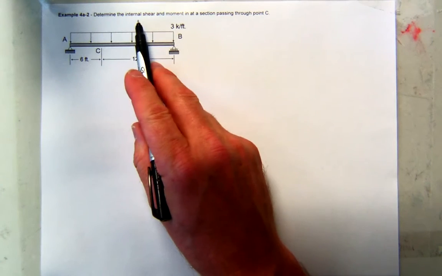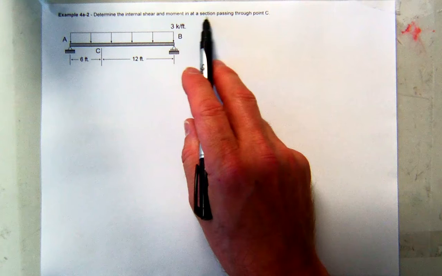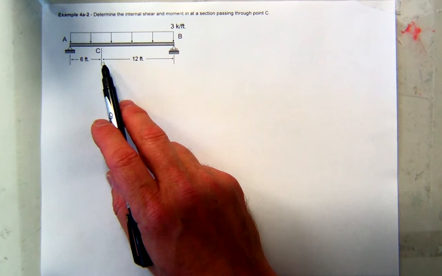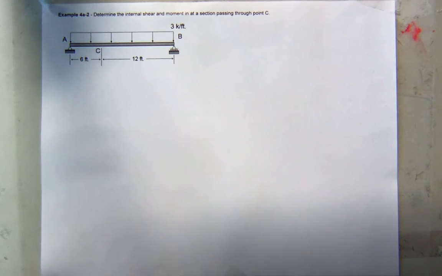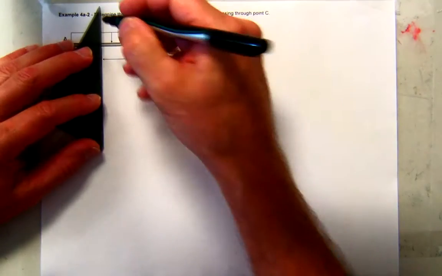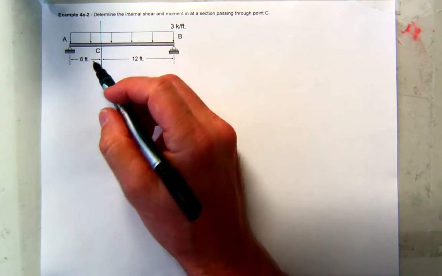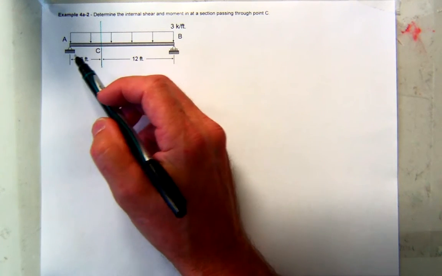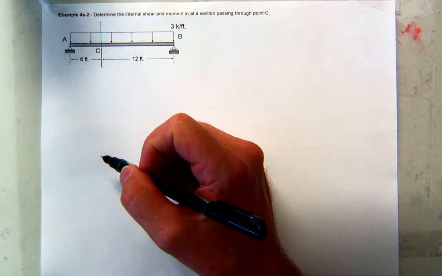Okay. So now we want to determine the internal shear force and bending moment at a section at C. I think a good idea would be to initially, if you need to do this graphically, just draw a line through C and imagine drawing a free body diagram for the left side and another one for the right side. Which one do you want to work with?